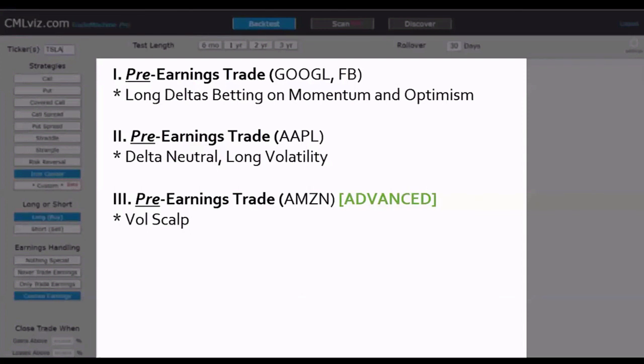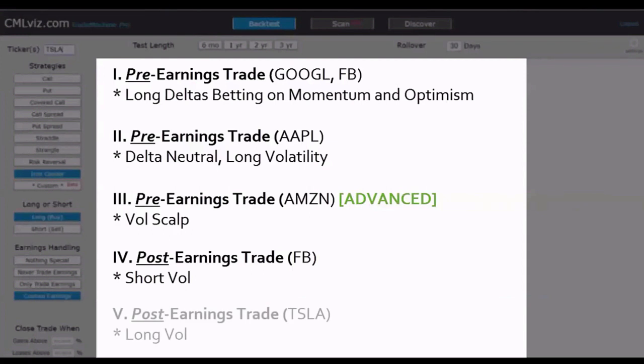But remember, none of these trades stayed open during the earnings event. Remember that. These are not earnings coin flips. After earnings, we found other possibilities. We saw that selling the volatility in Facebook for a week was a winner, and buying the volatility for a month after earnings in Tesla was a winner.